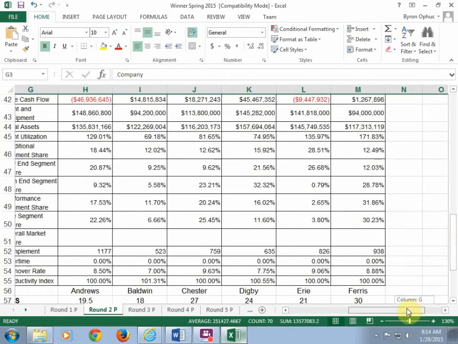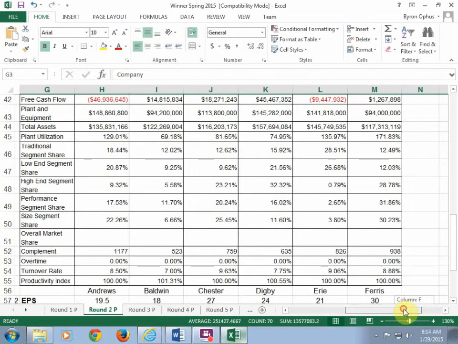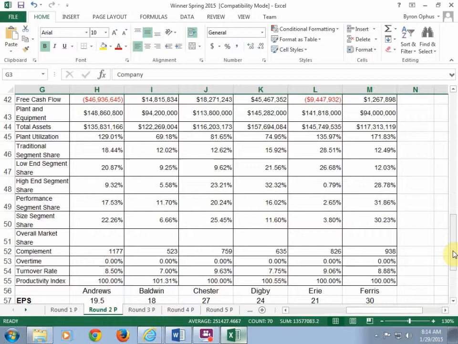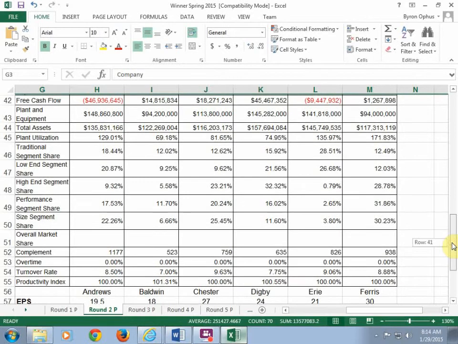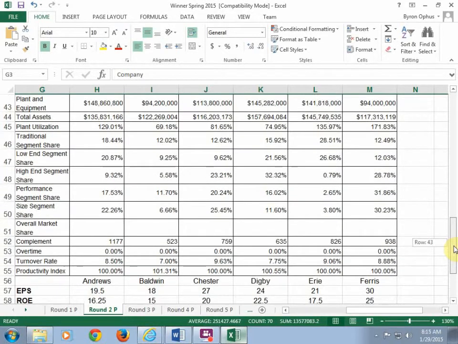Okay, so the first category is earnings per share. Team Ferris, which was a computer team, got that, although Team Chester, look at that, got number one for the student-run teams. That's pretty impressive. Okay, how about ROE? Team Ferris again, and then for the student teams, it was Team Digby. So we've got Team Digby with a little higher ROE, Team Chester with a little higher earnings per share.